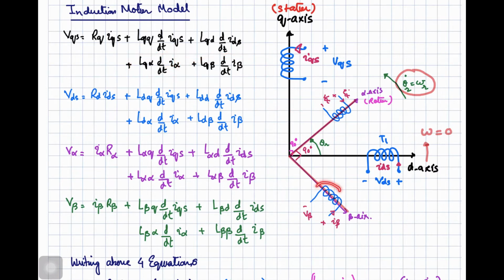Now considering this one, the inductance between this beta axis and the q axis is L_Qβ, and whenever the current is going to change over here, that will cause the induction of the voltage because of the flux linkage of this winding with the q axis. So that is given by this term. So the q axis voltage, the voltage across this q axis winding, is dependent on five terms.